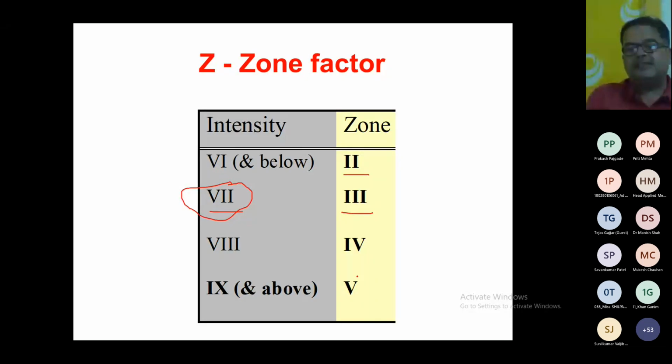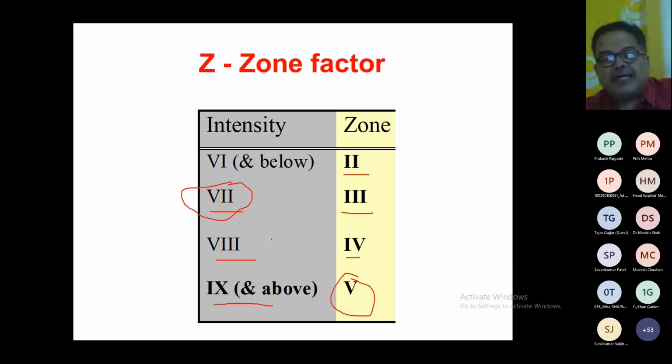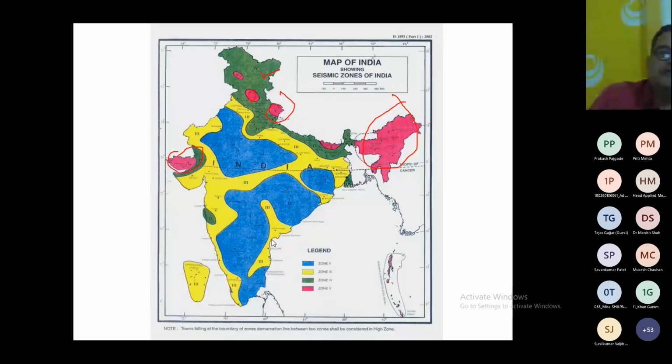If it is zone 5, for example, then an intensity of 9 and above is expected. If it is zone 4, intensity 8 is the maximum expected. If it exceeds this limit, then we can say it is an unusual earthquake, right? But most of the time we haven't seen such things, except Latur, for example. In the case of the Latur earthquake of 1993, Latur was in zone 1, and the intensity of shaking that was felt was of zone 3, right? So this is the seismic zone of India.